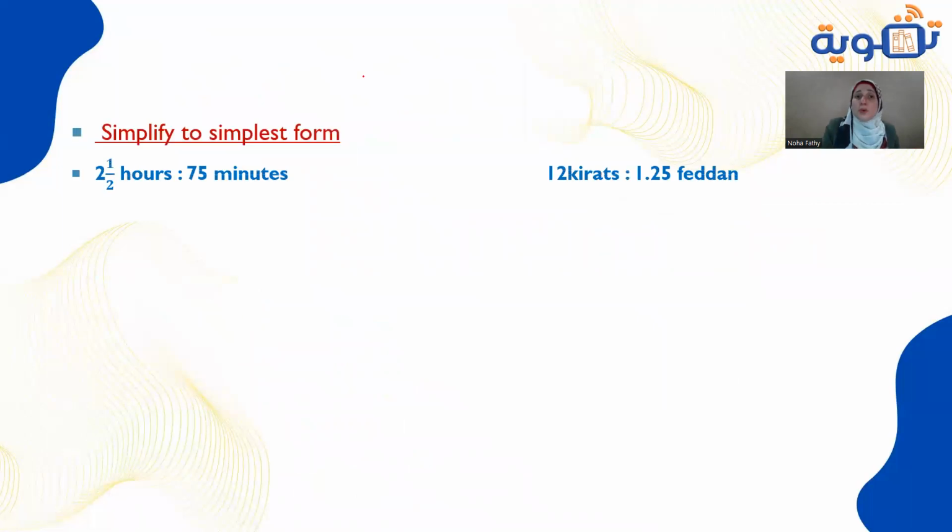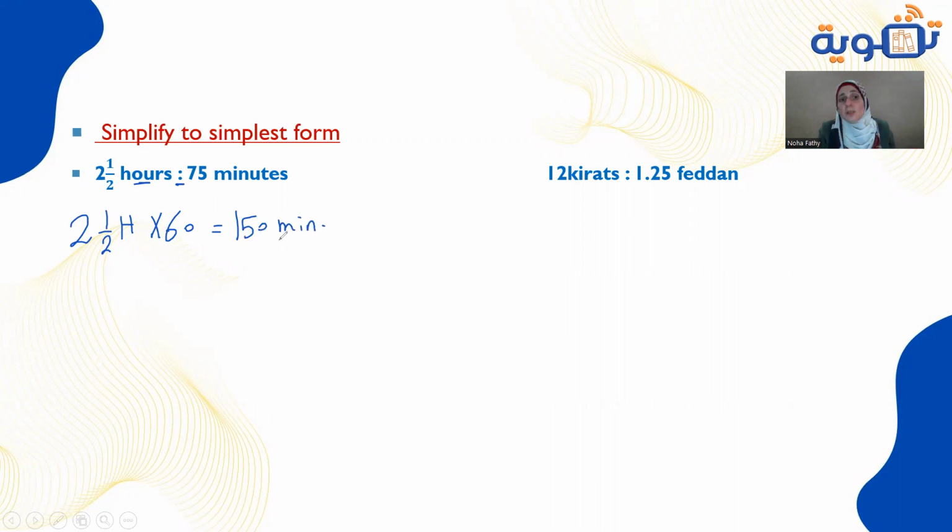Now simplify to the simplest form. I want to simplify 2.5 hours to 75 minutes. I want to make a ratio and simplify this ratio. I can't make the ratio because we have different units. So I will convert 2.5 hours to minutes, multiplied by 60, equal to 150 minutes. Then I will rewrite the ratio, 150 to 75. Simplify it normally, divide by 5 equal to 30 to 15. Then divide by 5 again, or we can divide by 15 to get 2 to 1.